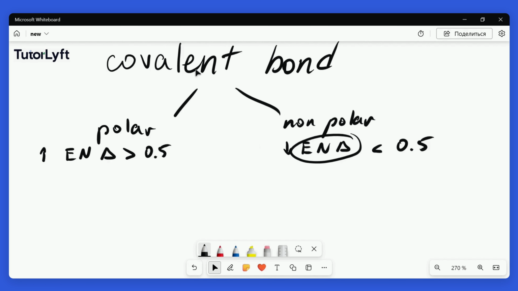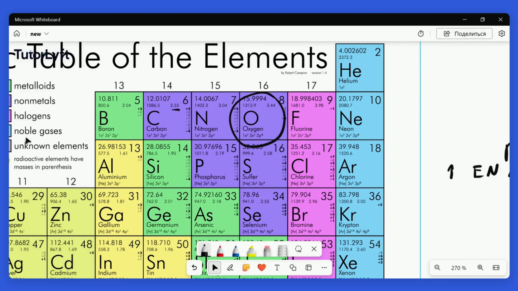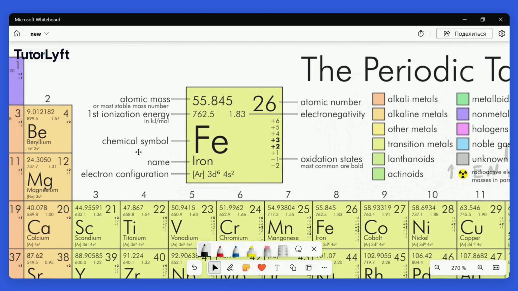Very straightforward. Now, where do we get those electronegativity values? Is it going to be provided to you on the test? Are you going to talk about it before the test with the teacher? And where are those numbers coming from? Well, that's where we're going to go to our periodic table. Now, let's consider H2O. We have oxygen here, and we have hydrogen over here.